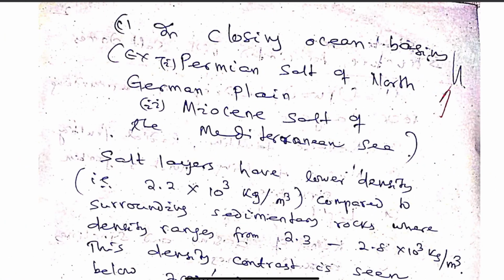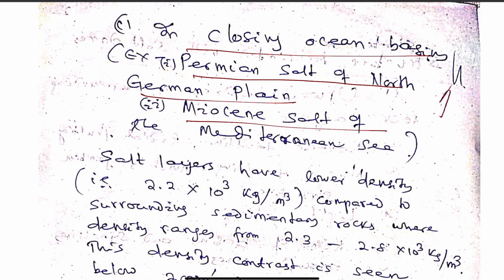So this is a process where we see salts which have been overlain by marine sediments. And similarly, in closing ocean basins, we find salts to accumulate, salts to be precipitated through the process of evaporation, as we see in the Permian salts of the North German plains and the Miocene salts of the Mediterranean Sea.